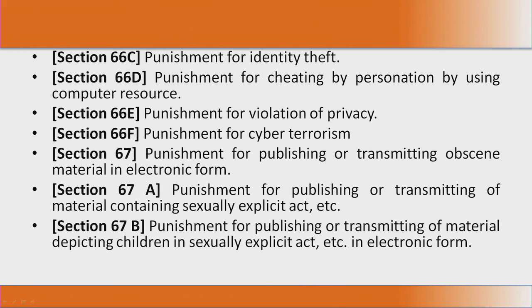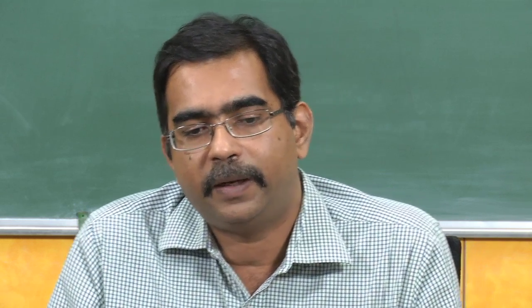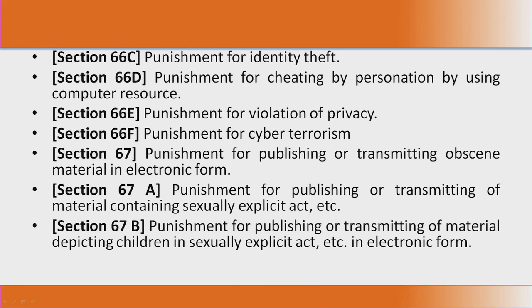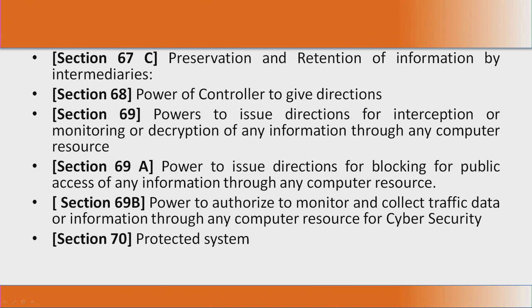67A is punishment for publishing or transmitting of material containing sexually explicit acts, etc. So, next time you are watching porn, think of 67A. 67B is punishment for publishing or transmitting material depicting children in sexually explicit act in electronic form. 67C is preservation and retention of information by intermediaries.